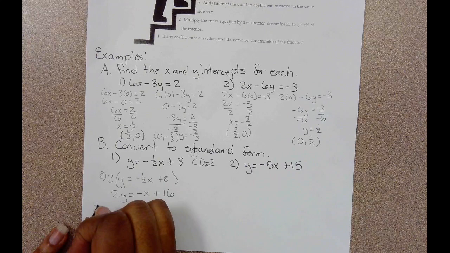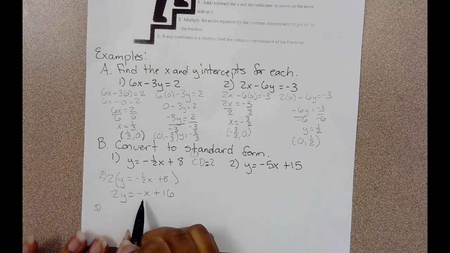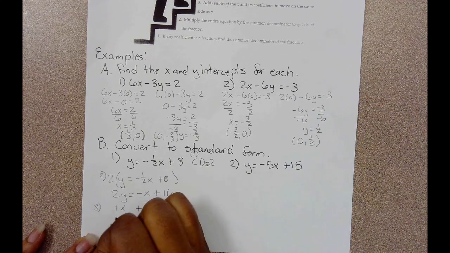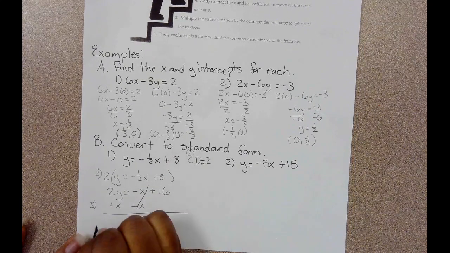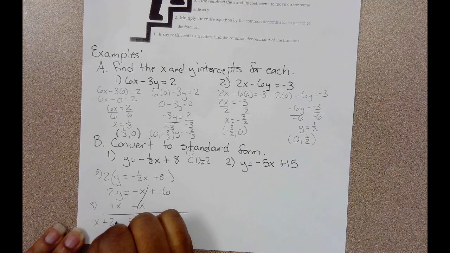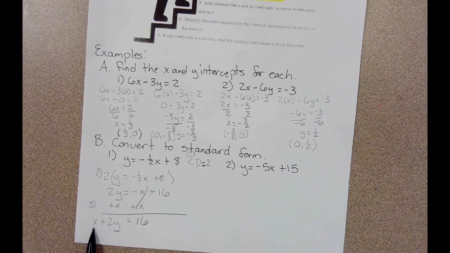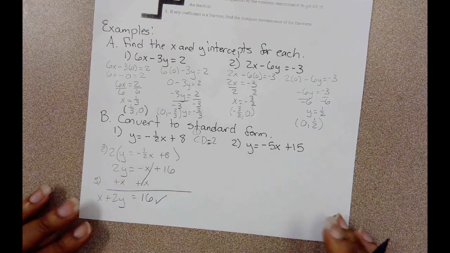Step 3 tells me to either add or subtract my x to get it to the same side as my y. So since I have a minus x here, I'm going to add x to both sides. That's gone. I'm left with 16. So I have x plus 2y equals 16. My coefficient of x is 1 or greater, so I don't need the last step in converting. So here I have my final answer.